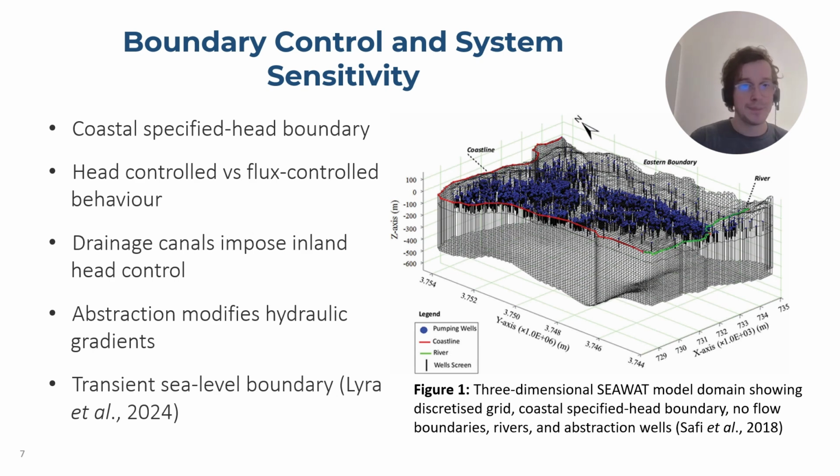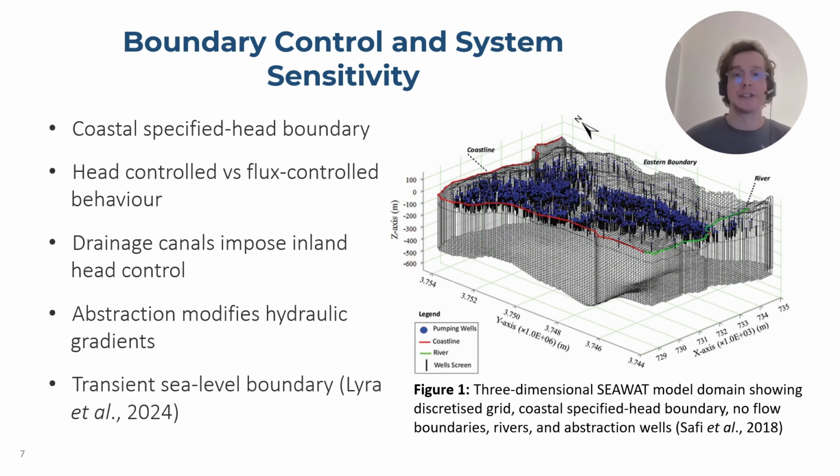In Safi, however, abstraction wells represent a major internal boundary stress. Although the coastline is treated as a specified head boundary, pumping modifies inland gradients, often exerting a stronger influence on intrusion than sea level rise alone. This demonstrates how internal stresses can dominate over external coastal forcing. Now, as shown in the model to the right on screen, the coastline is implemented as a specified head boundary, while abstraction wells act as internal stresses that modify the hydraulic gradients in the inland region.